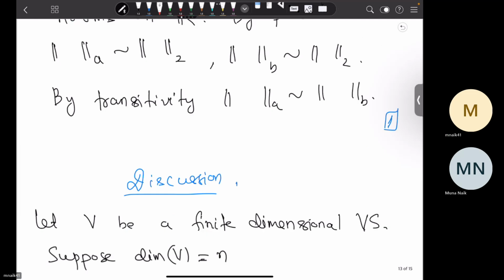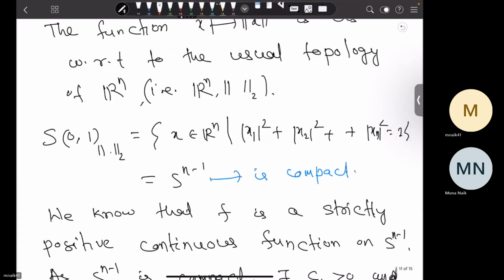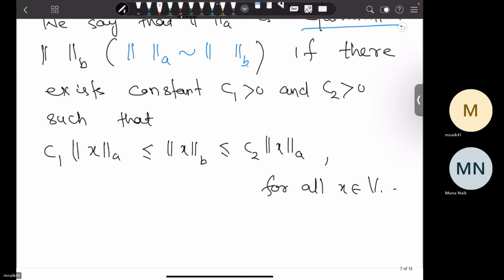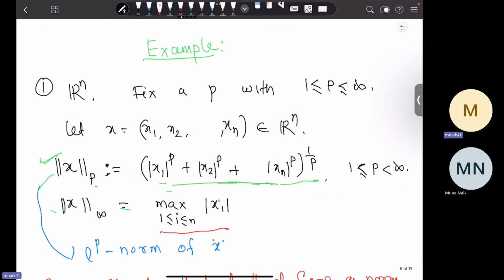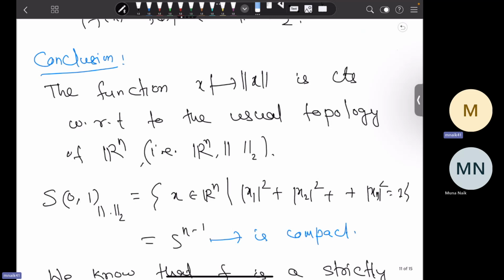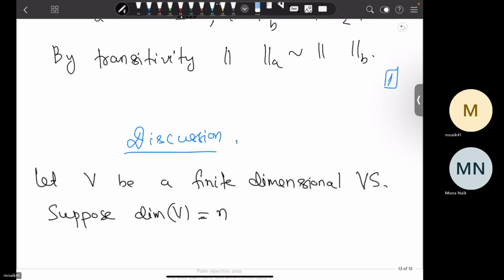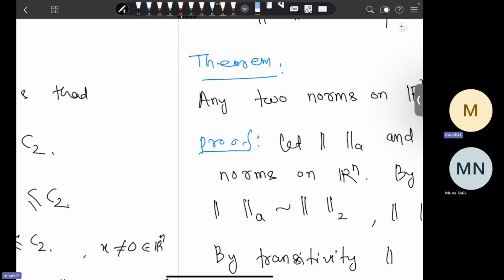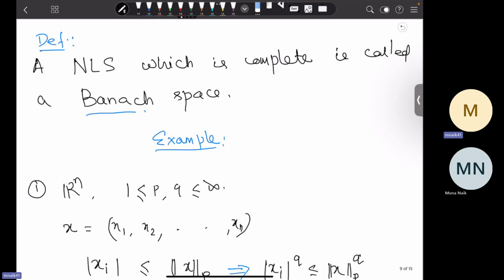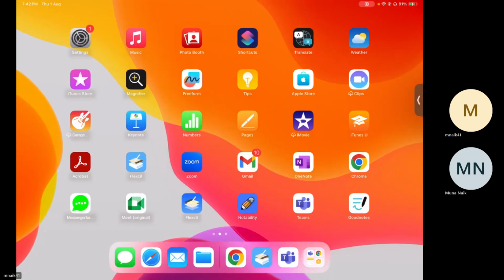And another thing: for the next class, before starting the lecture, you just go through the proof of how I have proved that two norms are equivalent. So you just assimilate the idea, as that will probably be needed in future lectures. With this, let me stop, and see you in the next lecture. Thank you.